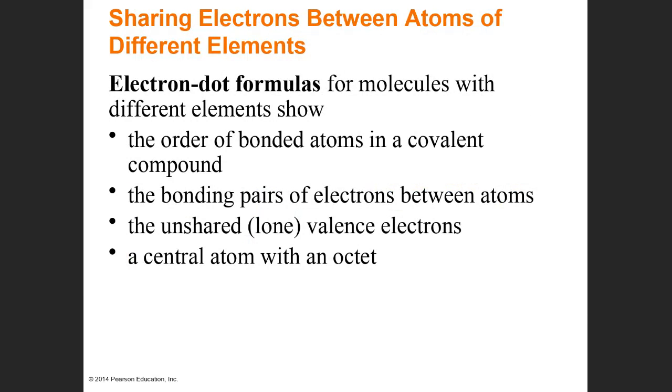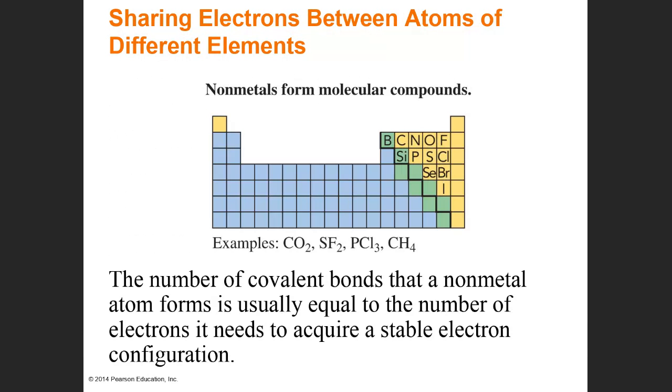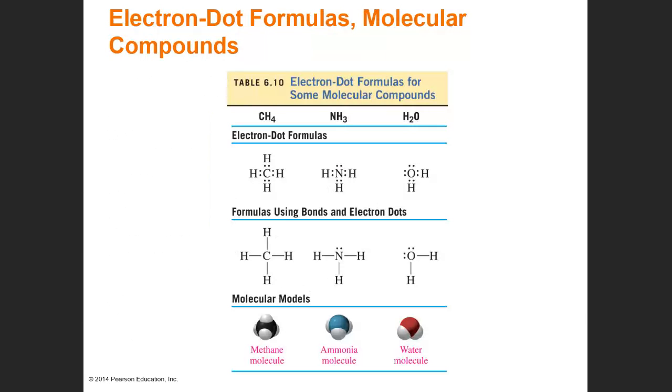Okay, so when we want to diagram the sharing of electrons between atoms of different elements, we use what we call electron dot formulas. It's a bookkeeping to keep track of the electrons that are being shared between two atoms and the ones that are not being shared. So here's an example. CH4, NH3, and water, H2O. So you see in this case, carbon normally has 4 valence electrons.